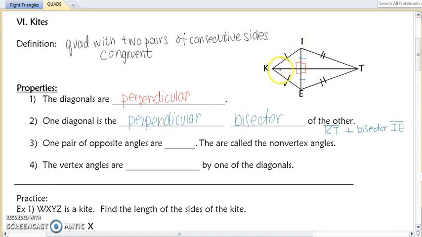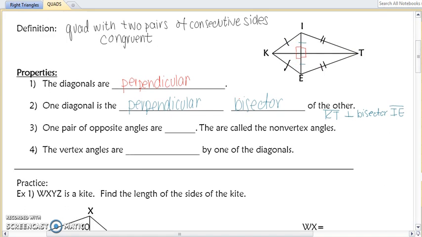And typically you can look at the kite and see which are those two congruent parts, which measures look the same. K to here does not look the same as from here to T. So you can use your common sense, looking and measuring with your eyes, what two parts will be congruent in the kite.